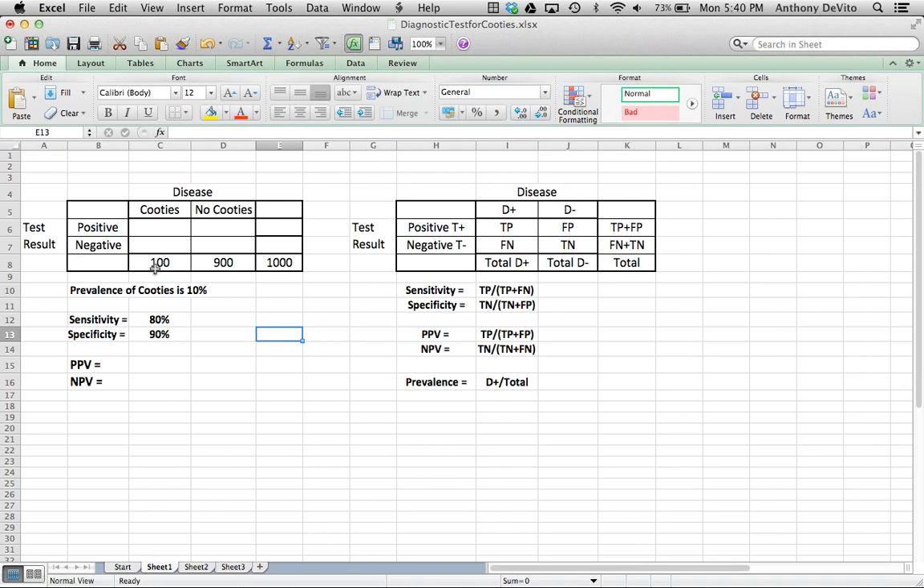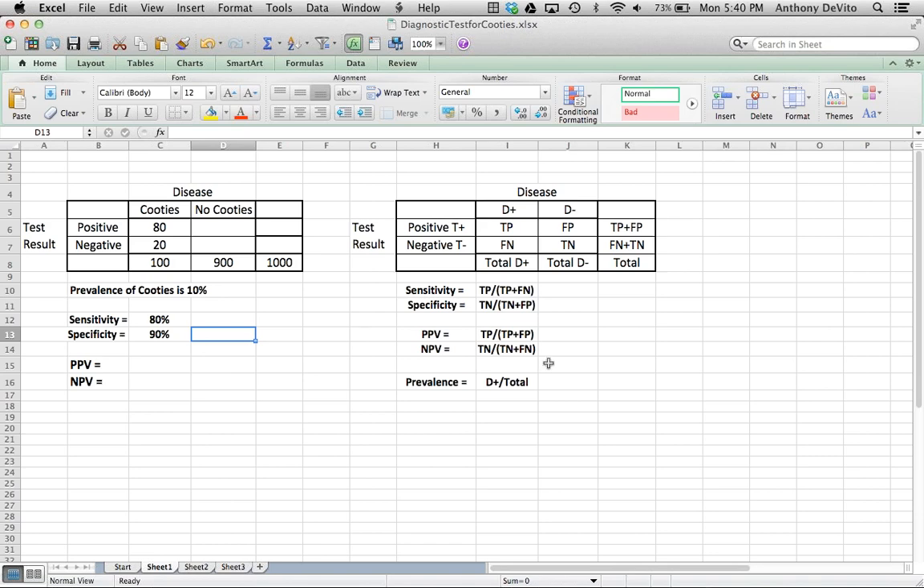Now let's take a look at what we would expect this test result to look like. If 100 people have the disease and the sensitivity of the test is 80%, we would expect it to get this right 80 times. Out of those 100 people, it'll identify 80 people that have the disease.